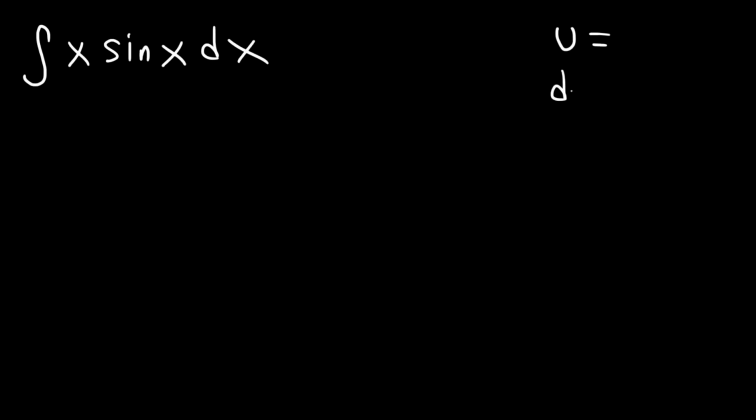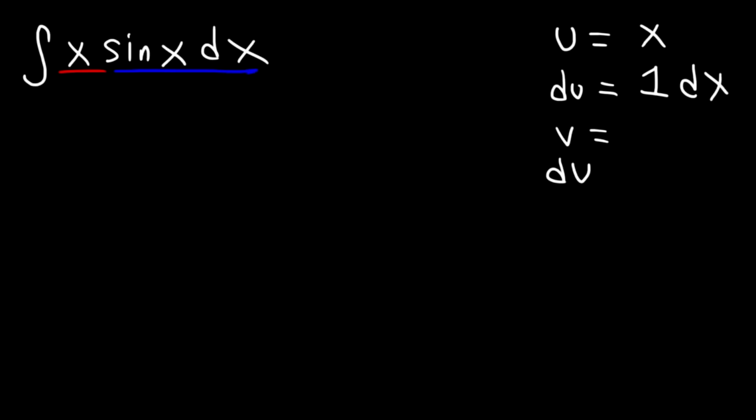Let's try another problem. Let's integrate x times sine x dx. So what should we make u and dv equal to? Just like before, I'm going to make u equal to x, so that du is going to be 1 dx. Now dv has to be what remains, sine x dx. Now what is the integral of sine? The derivative of what function will give a sine? The integral of sine is negative cosine. The derivative of negative cosine is positive sine.